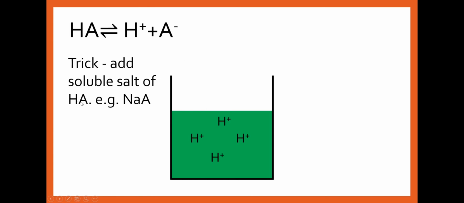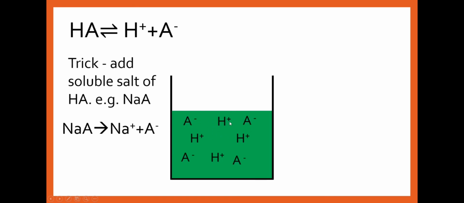So for example, we could have NaA. So whatever A is, we could have sodium of that. Now, we have this reaction here, which is NaA fully dissociates into Na plus and A minus. NaA is going to be a strong electrolyte, so that's why I've shown it with this arrow, showing that it fully dissociates. Because it fully dissociates, we're going to get loads of A minus. There's going to be loads of A minus floating around.